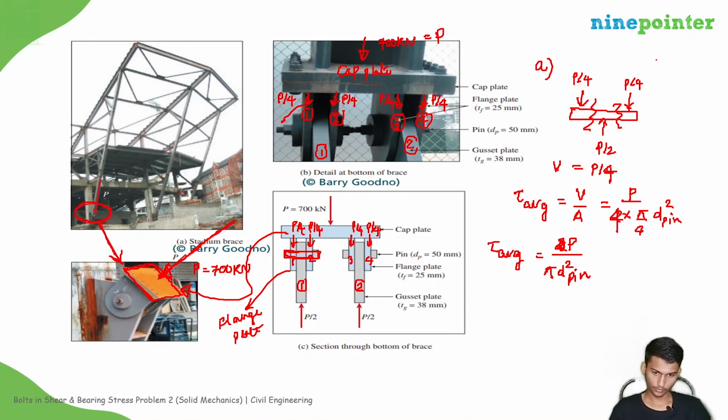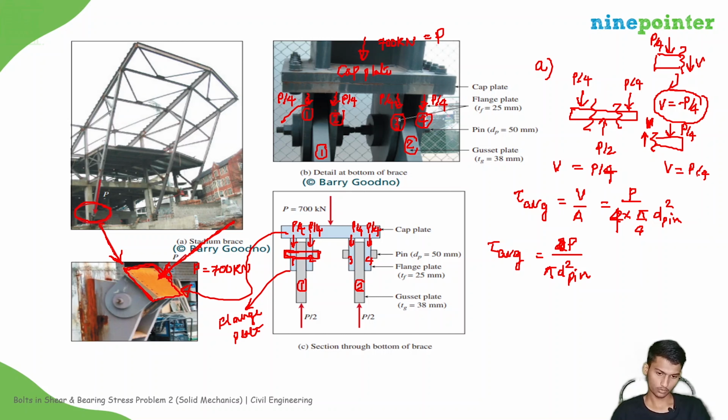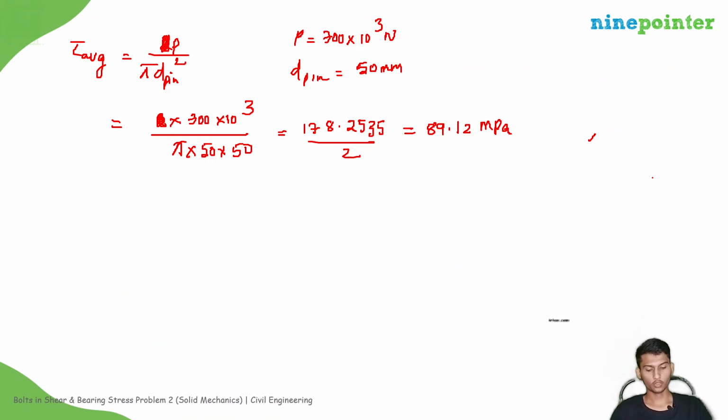See, this is P by 4. If you cut over here, if you take this cross section, this is P by 4, and this is V. Then V will be equal to minus P by 4. We are talking in magnitude sense. Here it is P by 4. If you cut over here also, if you take this cross section, the V will be like this. It also will be V equal to P by 4. Okay. So this is about first part.